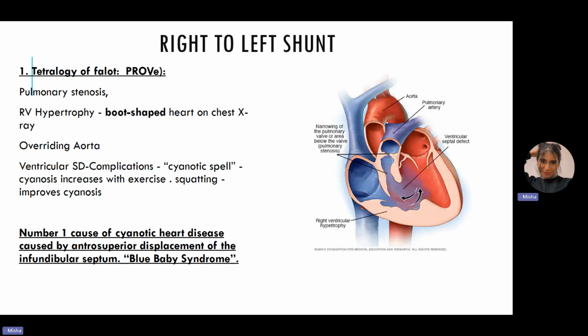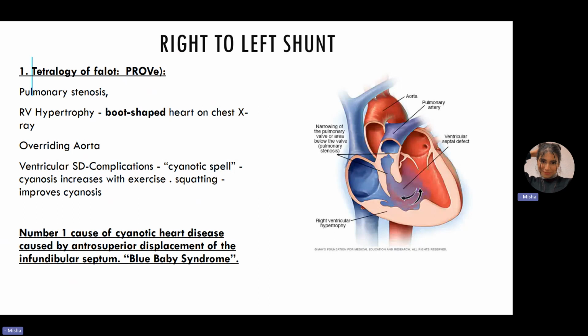Now, squatting, however, can improve the cyanosis because as resistance after the aorta increases, the blood actually has to go through that pulmonary stenosis instead. Now, there's a fifth thing that is also present that you can talk about, but in the tetralogy of Fallot, normally we just talk about this tetrad. So just know it in case they ask you about it.